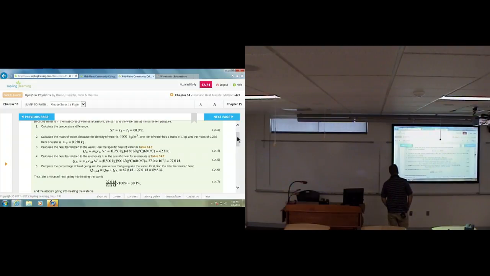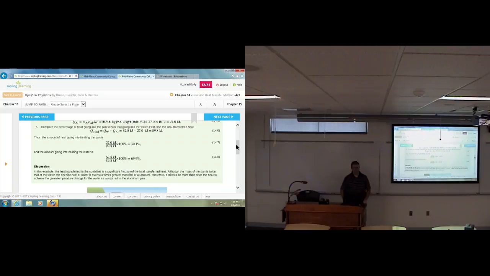Then we're going to compare the percentage of heat going in the pan versus the water. So we get the total heat involved, and we take the pan heat over the total heat, and we get 30%. And for the water, we get 69.9%. So to raise aluminum 60 degrees only requires 27 kilojoules, but to raise water, 62.8 kilojoules.